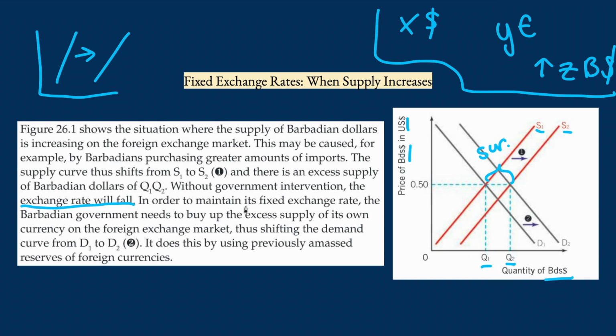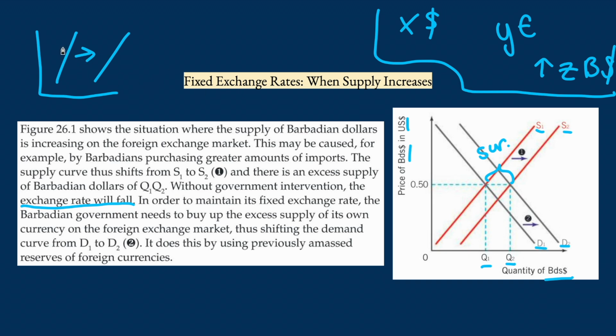Therefore, in order to maintain its fixed exchange rate at this specific rate according to US dollars, the Barbadian government needs to somehow get rid of the surplus, to get rid of the increase of Barbadian dollars in the Forex market. And one way they can do this is by buying up the excess supply of its own currency on the foreign exchange market, thus shifting the demand curve from D1 to D2, from right here to here. So shifting the demand curve outwards.